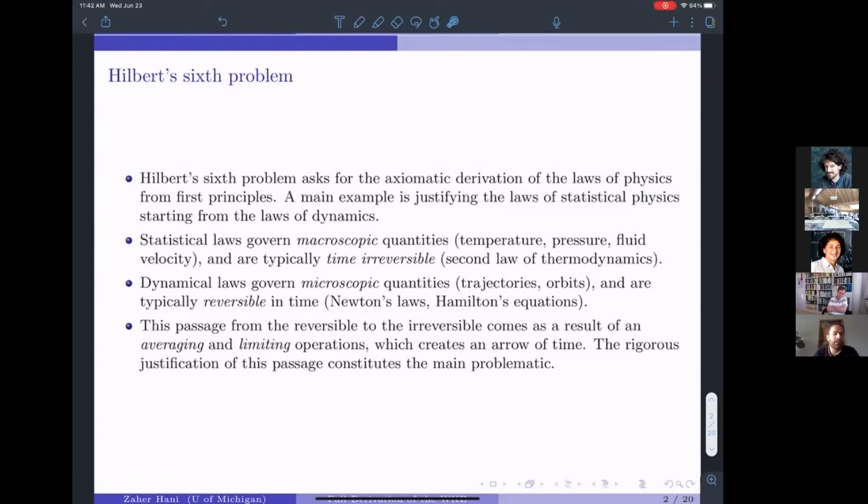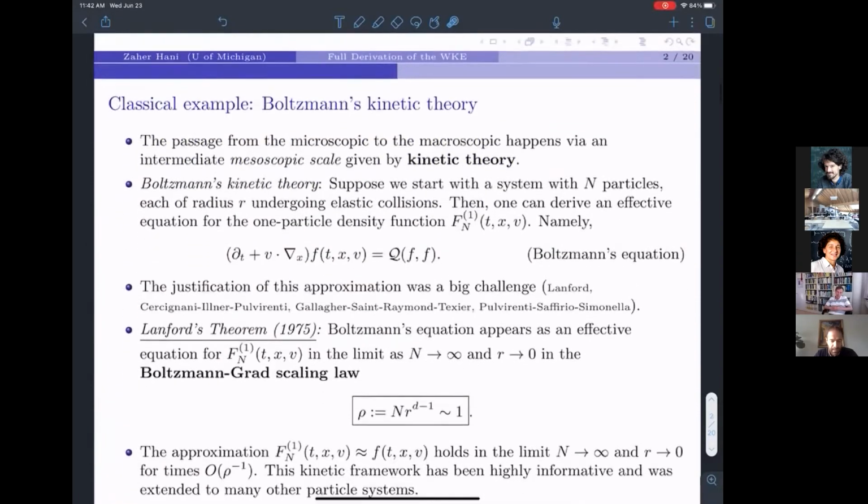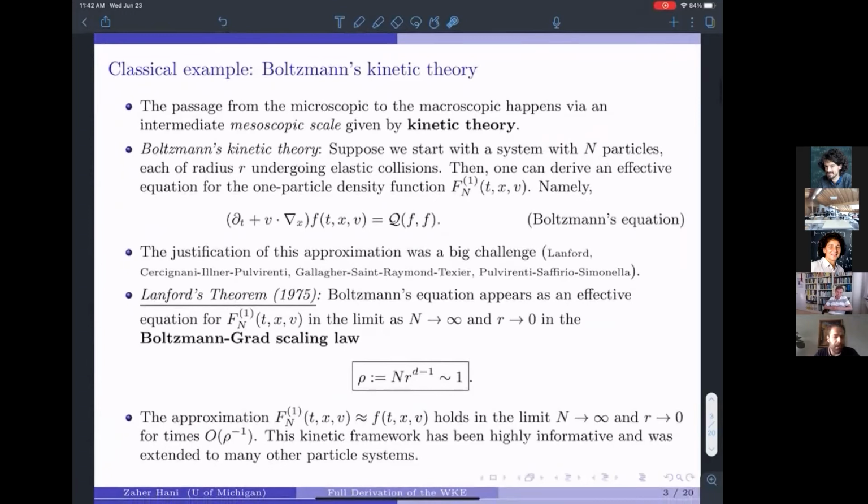And the problematic comes from this passage from the reversible to the irreversible, which comes as a result of a series of averaging and limiting operations that creates this arrow of time. What we will be interested in is the rigorous justification of this passage from the reversible to the irreversible. So the classical example here, or the first triumph if you like, is given by Boltzmann's kinetic theory, which is something that was suggested by Hilbert himself to pass from the microscopic to the macroscopic through an intermediate scale, which is the mesoscopic scale given by the kinetic theory.